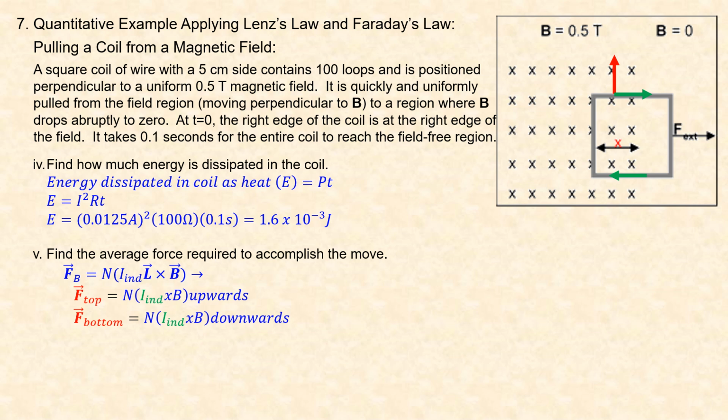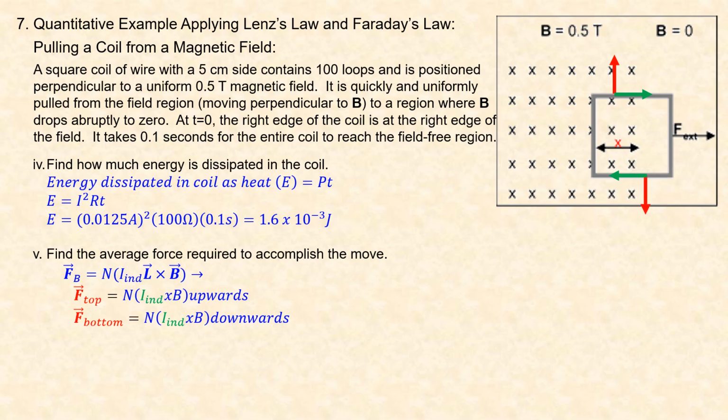This green arrow shows you the direction of the induced current. When you place the fingers of your right hand along the first vector in the cross product, let them curl into the plane of the paper towards the second vector, which is the magnetic field, you will see that your thumb points downwards.